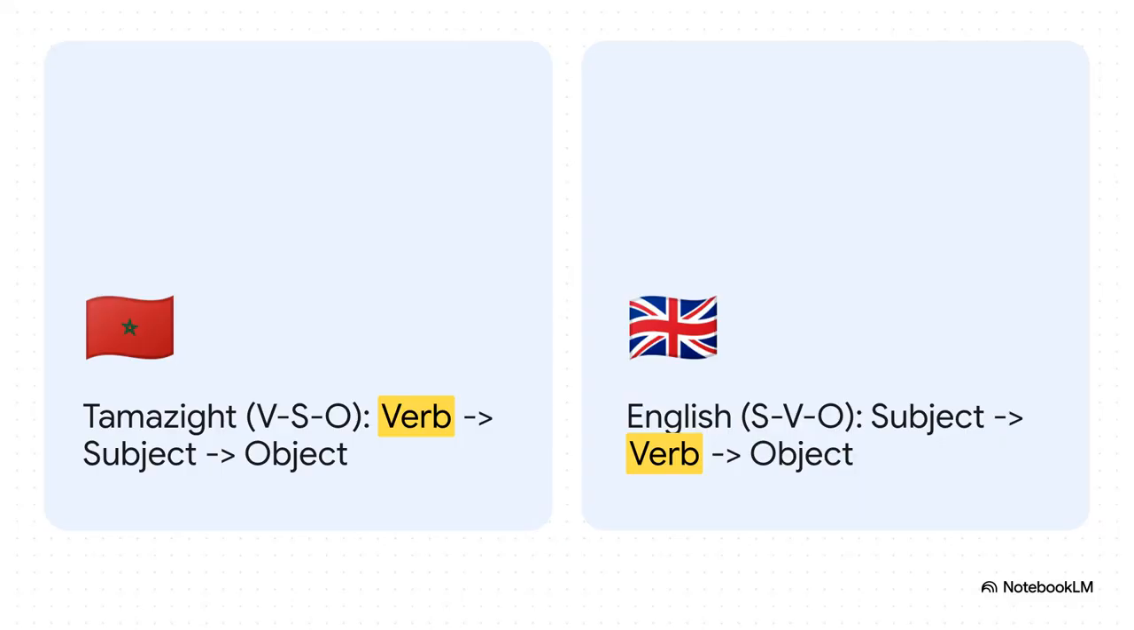And this, right here, is the final major piece of our architectural blueprint. English, as you know, is typically a subject-verb-object language. The man gave the key. But Tamazight, it's primarily a verb-subject-object language. It puts the action first. Gave the man the key. It's a completely different way of ordering reality within a sentence.